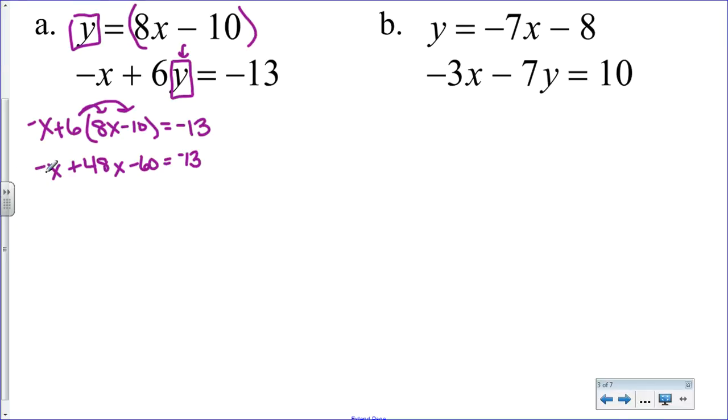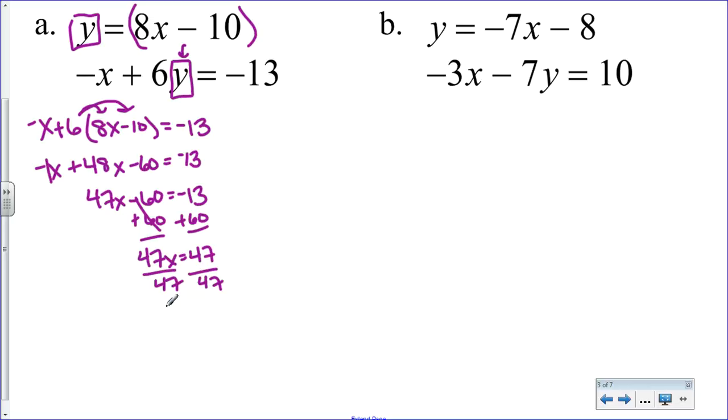So negative 1x and 48x, that's a 1 there, gives me 47x. And we're going to bring everything else down. We're going to add 60 to both sides. So those cancel. And we get 47x equals 47. So divide by 47 on both sides. We get x equals 1.